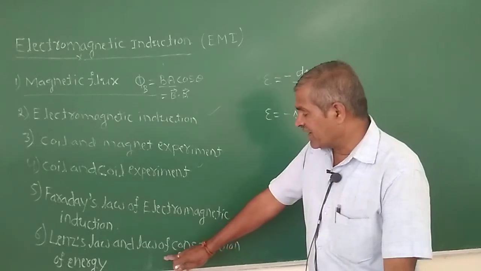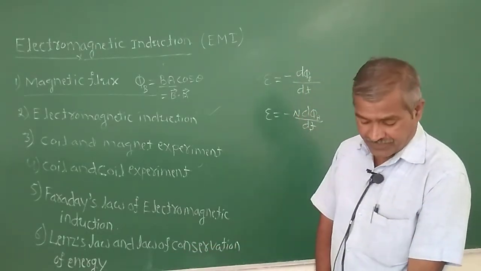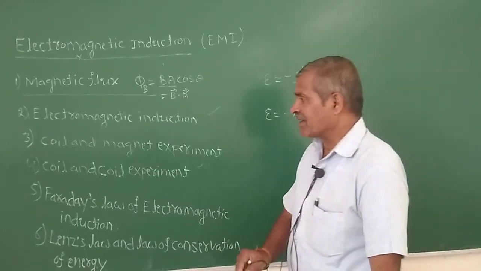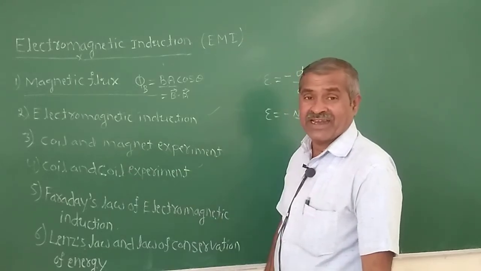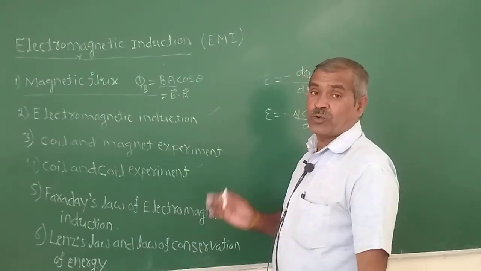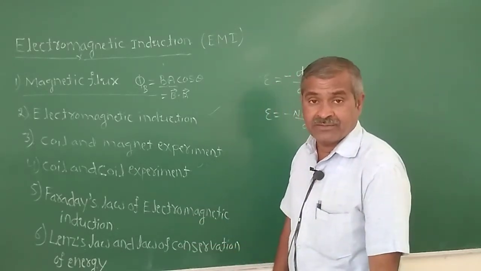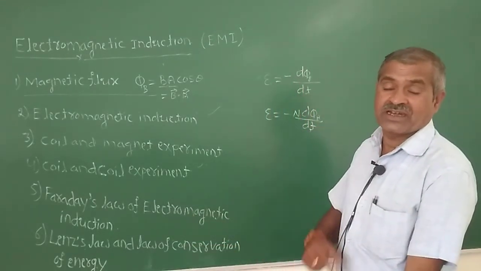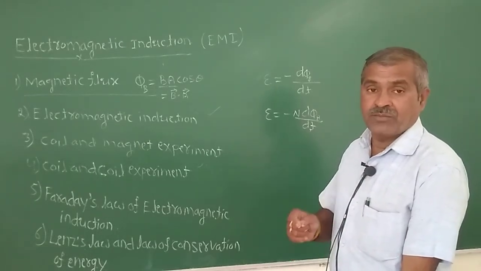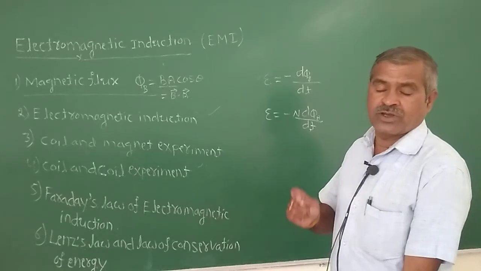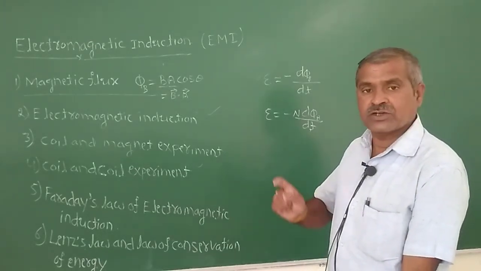And the next one is the law of conservation of energy. We already know from the magnet experiment that when the north pole of the magnet comes near the coil, it changes the magnetic flux linked with the coil. Therefore an EMF is induced in the coil, so an induced current is set up across the coil, and the galvanometer shows a deflection.